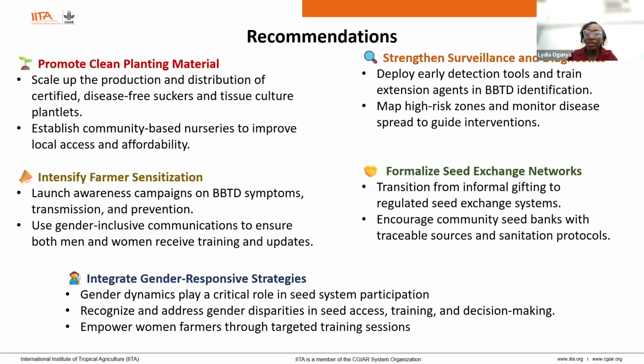There is also a need for us to strengthen surveillance and diagnostics. We have to deploy early detection tools and train extension agents in BBTD identification. There is a need for us to transition from informal gifting to a regulated seed exchange system, thereby encouraging community seed banks with traceable sources and sanitation protocols. Lastly, we integrate gender-responsive strategies. Gender dynamics play a key role in seed system participation, and it also empowers our women through targeted training sessions.